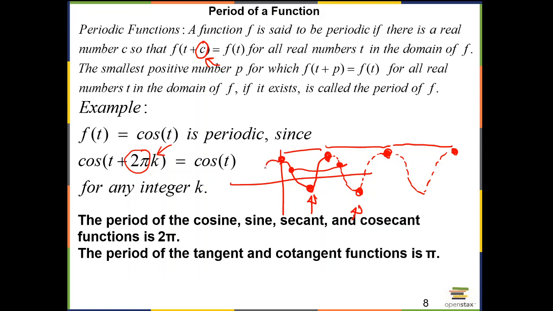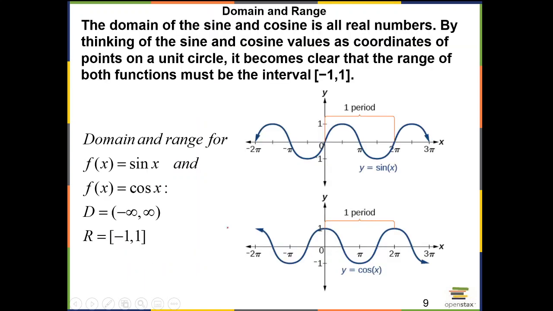This is also true if you go the other way. If you subtract, so if you make k -1, -2, -3, you get the same thing. So this value used to be the same as what it is now 2 pi before, in the past, if you think of this as time. All right, so that's the idea of periodic.